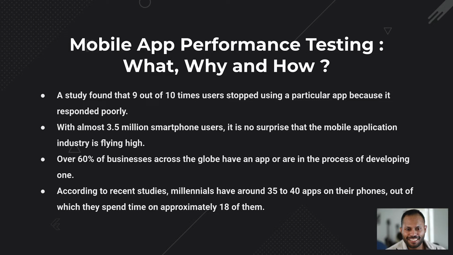There are a couple of other numbers mentioned on the screen, and they're pretty interesting, so I'll read them through. With almost 3.5 million smartphone users, it's no surprise that the mobile application industry is flying high. Over 60% of businesses across the globe have an app or are in the process of developing one. Studies also show that millennials have around 30 to 40 apps on their phones, and they spend time on approximately 18 of them. So these numbers are promising, isn't it?